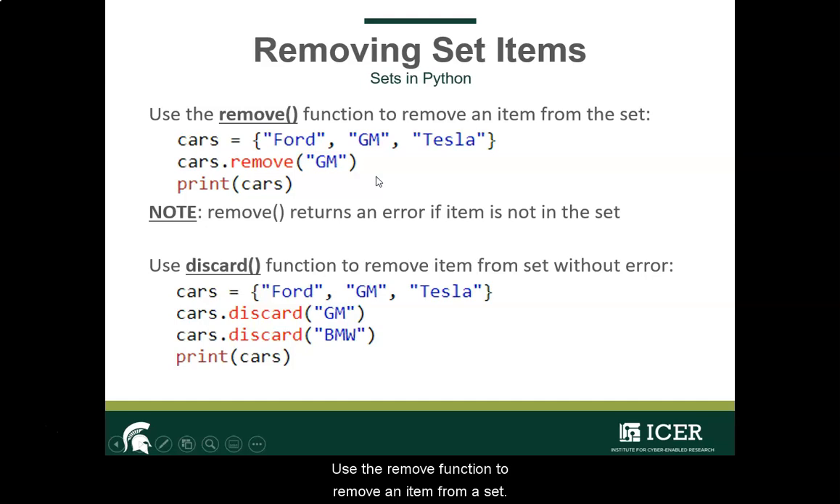Use the remove function to remove an item from a set. So if I want to remove GM from the cars set, I can do that. Remember though that if you use the remove function on an item that is not in the set, you will get an error. If you want to work around this error, instead of using the remove function, you should use the discard function. In this case, it does not matter if the item is in the set or not, you will not trigger an error, as demonstrated by this example here.